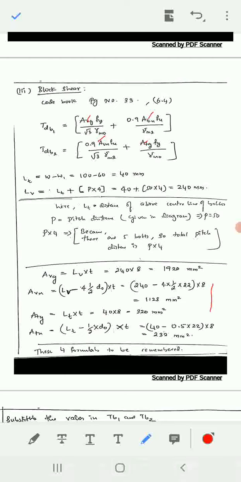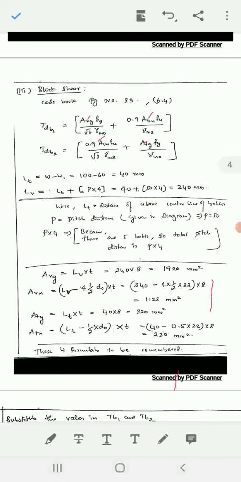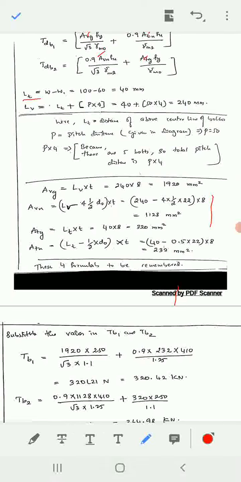Now LT we have to find out first. For that W minus W1, right? That is 100 minus 60, whatever I told, that is 40 mm, the remaining mm in the diagram. LV is LT plus P into 4. P is nothing but pitch distance given in the question, that is 50. Why into 4? Because there will be 5 bolts given in the question, right? 5 bolts means 4 pitches will come.